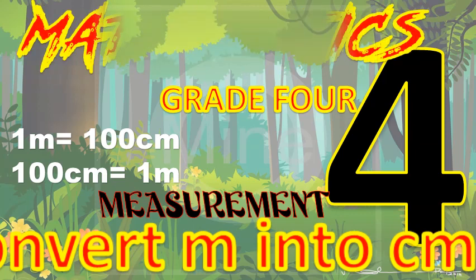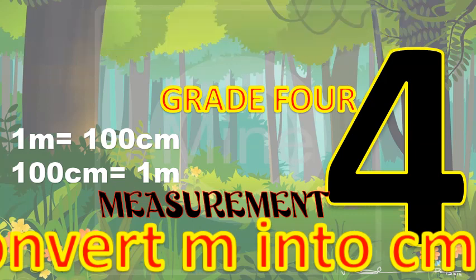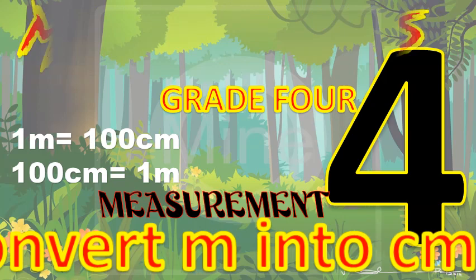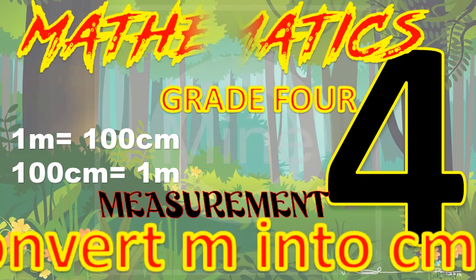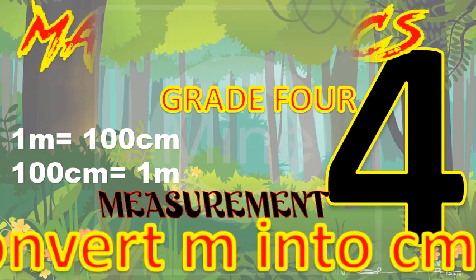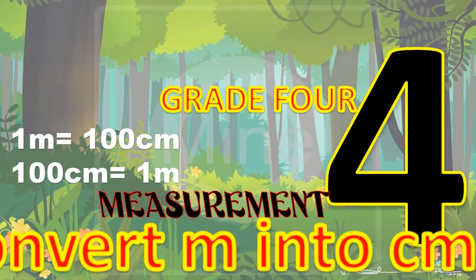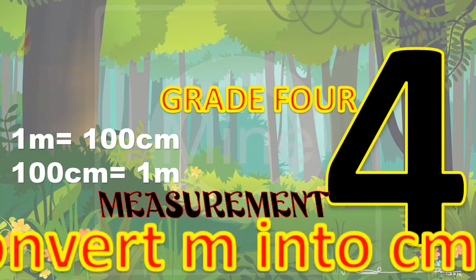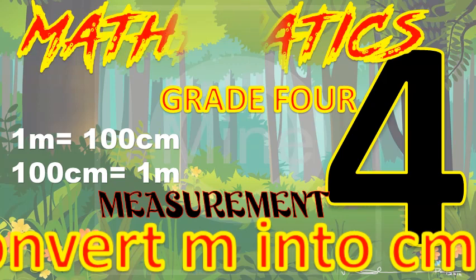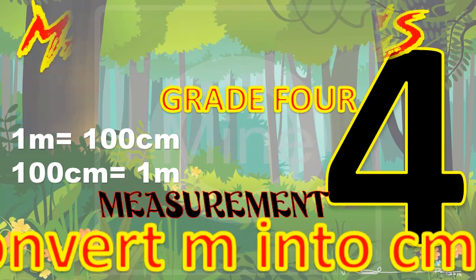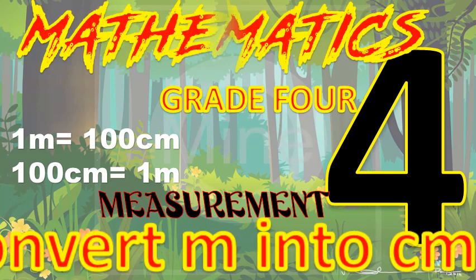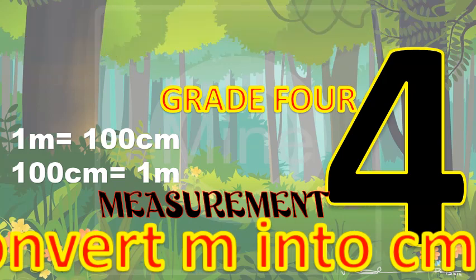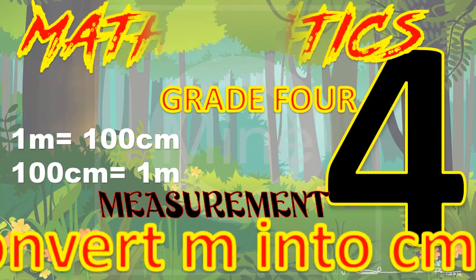You are going to take the 739 centimeters and divide it by 100 to get 7 meters and a remainder of 39. Therefore, the answer will be 7 meters and 39 centimeters.